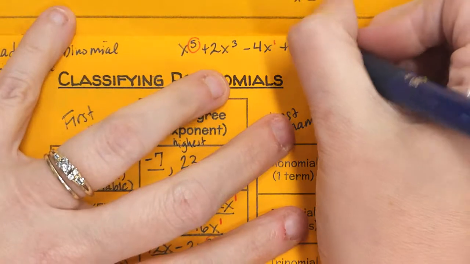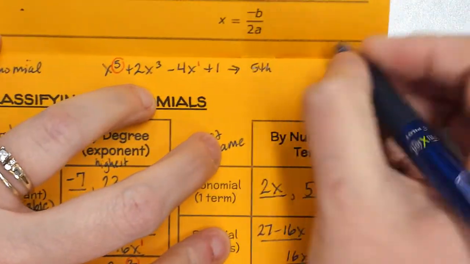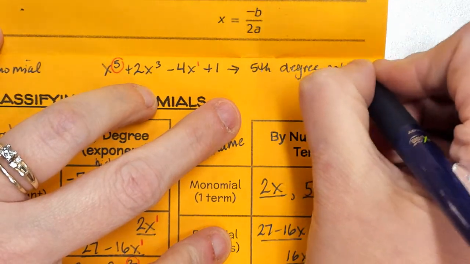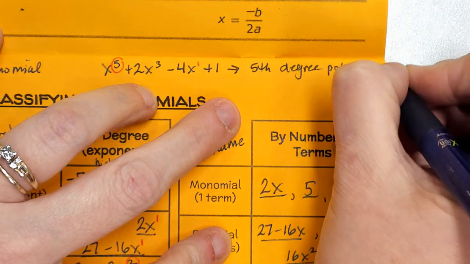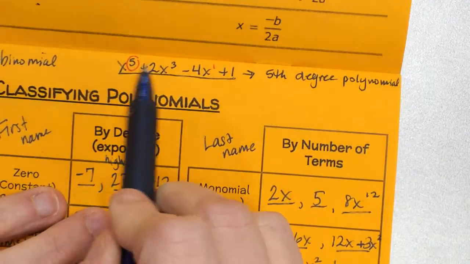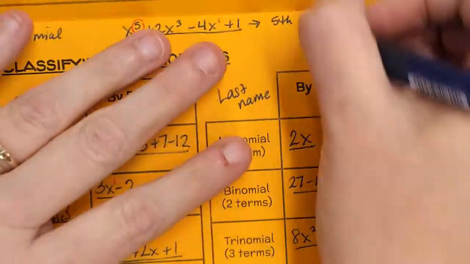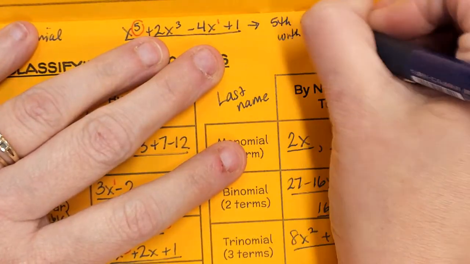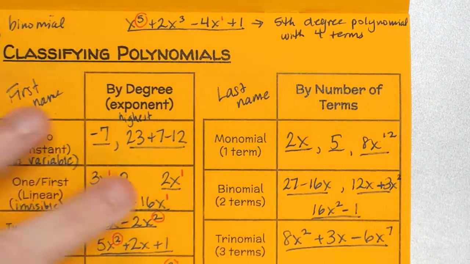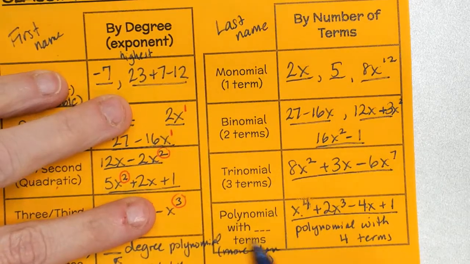Holy smokes. Okay, so this is a 5th degree polynomial, all right? And it's got 1, 2, 3, 4 terms. That doesn't have a special name, so it's a polynomial with 4 terms. Now notice, it was already a 5th degree polynomial. And its last name would be polynomial with blank terms.